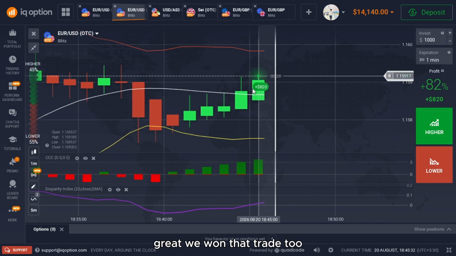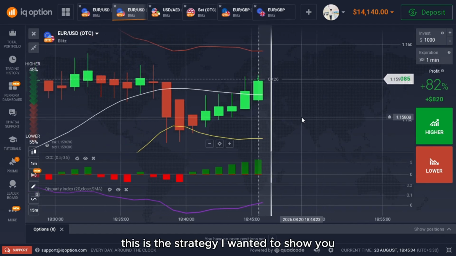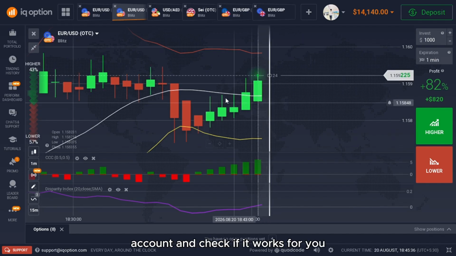Great, we won that trade too. So this is the strategy I wanted to show you. Practice this on your demo account and check if it works for you.